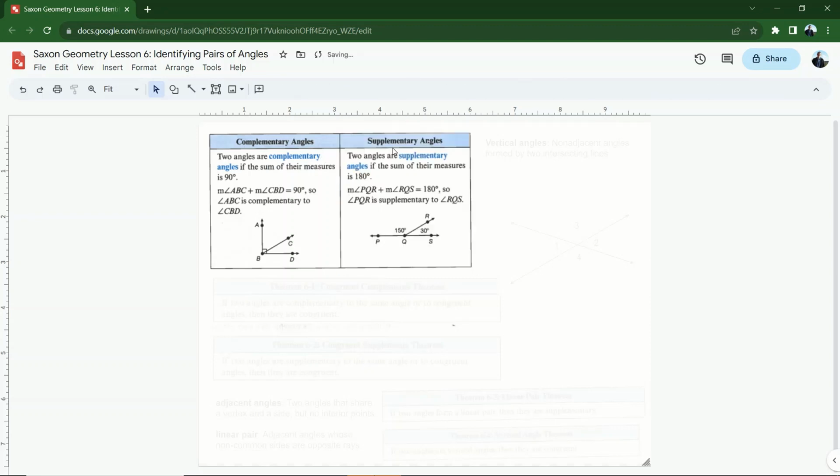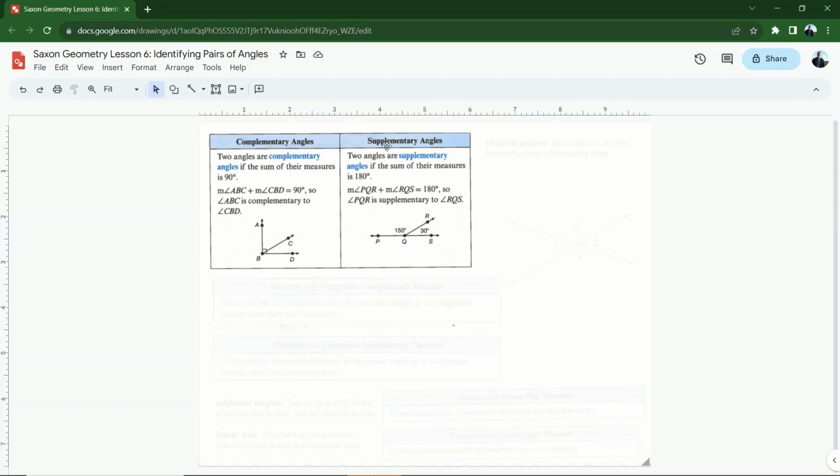Supplementary angles means 180 degrees. Two angles are supplementary if the sum of their measures is a straight angle or 180 degrees. And here again, in the image, on the left there's a picture of two angles, ABC and CBD, that are complementary. On the right are two angles, PQR and RQS, that are supplementary. You see that when you add those two angle measures together, you get 180 degrees.